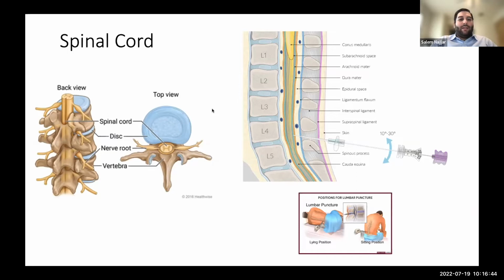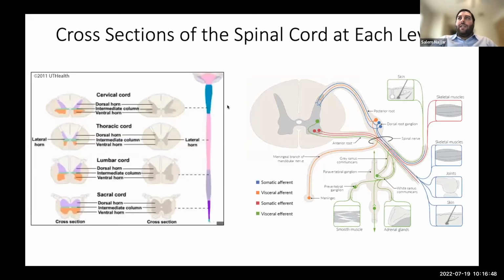So that's basically the spinal cord on a clinical level. Continuing on, let's look at different cross sections of the spinal cord. The sections of the spinal cord are different at each level, and there's a reason for that, and we're going to get into that. You can see that the cervical, thoracic, lumbar, and sacral all look different, but they all have a dorsal horn and a ventral horn. I don't expect anybody to know this, but just for fun, does anybody know what the function of the dorsal horn is in the spinal cord?